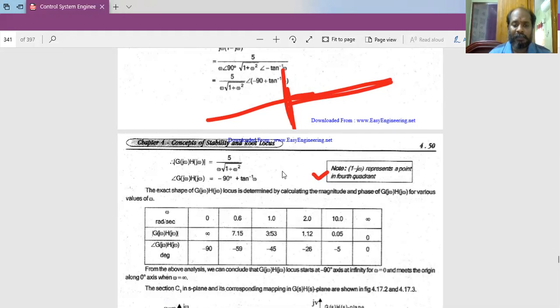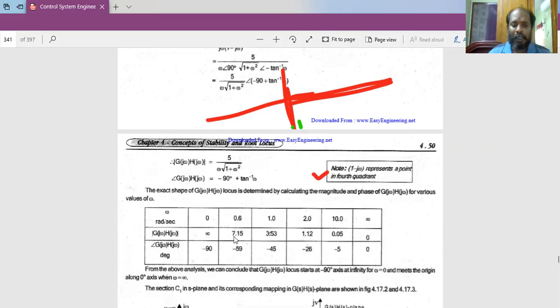This is your G of s plane, let us say. When omega is equal to 0, the value is infinity, at minus 90. How the magnitude as well as the angle are changing: if you see the angle change, minus 90 is here. Minus 90 will be reached at infinity. So you'll start like this.